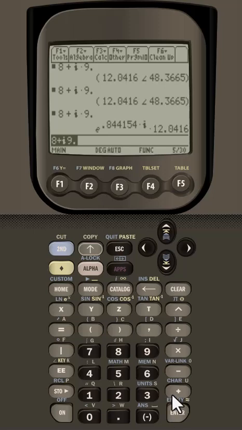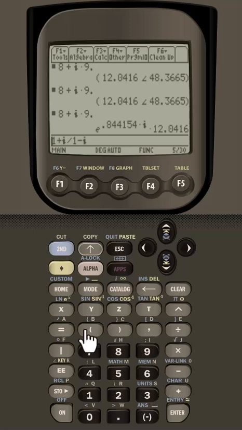Okay, so now that I have that, I can do calculations however I want to do them. Now I need to be careful. Let's say I want to divide 1 plus j by 1 minus j. So 1 plus j, divided by 1 minus j. Well, you can see the problem right away. You've got to have parentheses around that.